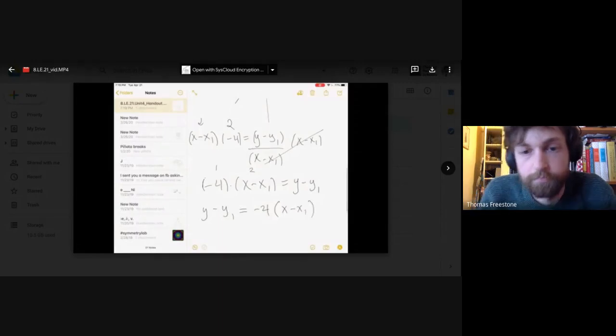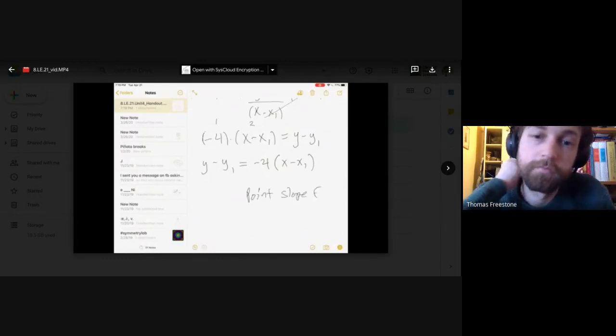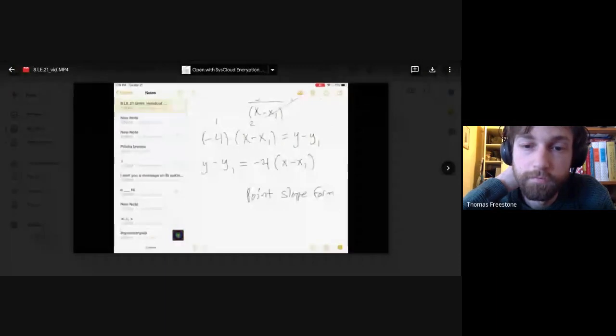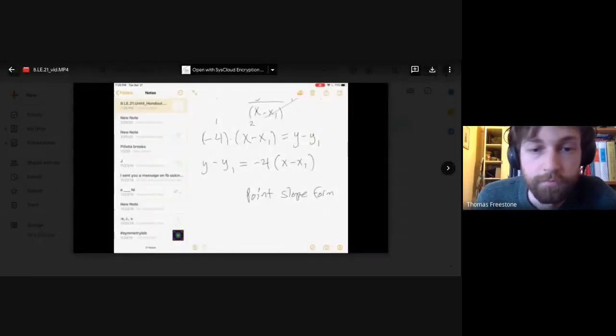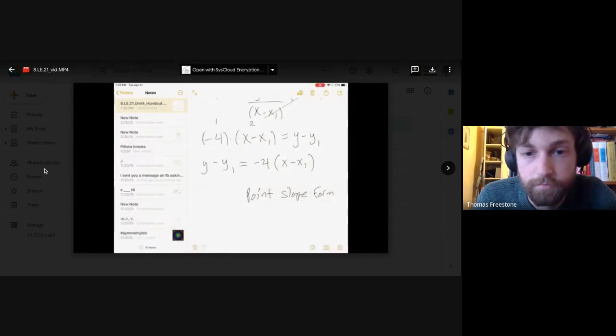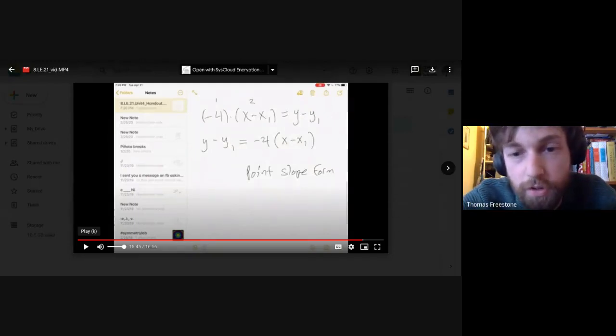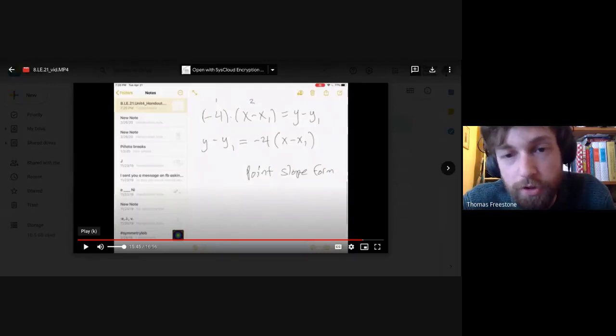And this type of equation has a name. It is called the point slope form of a line. And it is useful for finding the equation of a line when you do not know the y-intercept. So this is the equation that you want to have in your notes. y minus y1 equals m, any slope m, multiplied by x minus x1. That's an equation that we're going to use a lot.